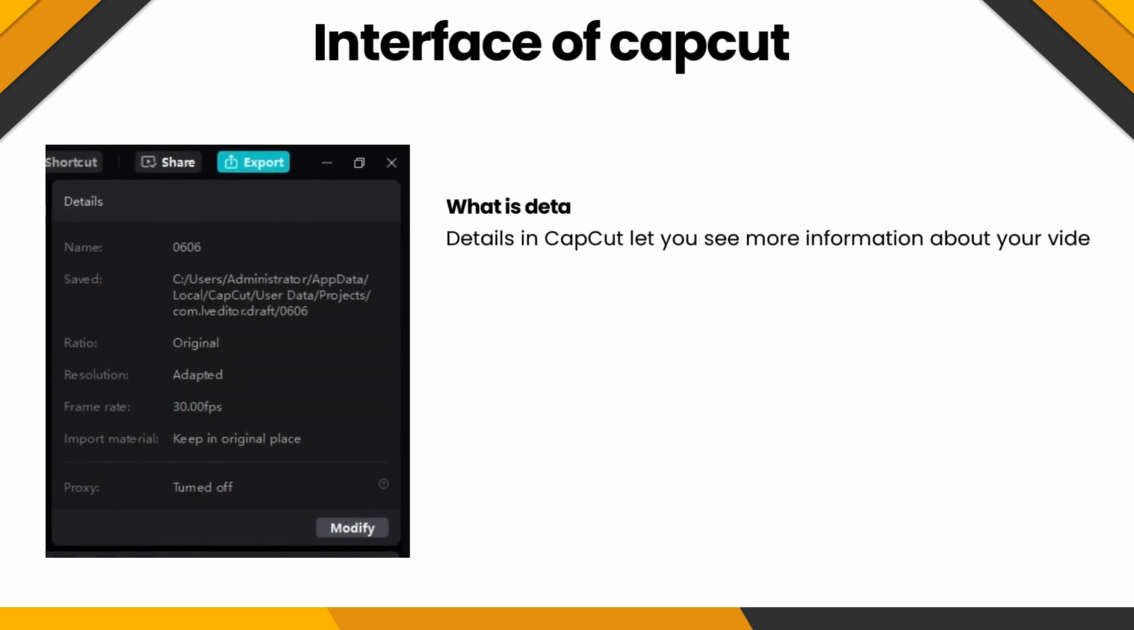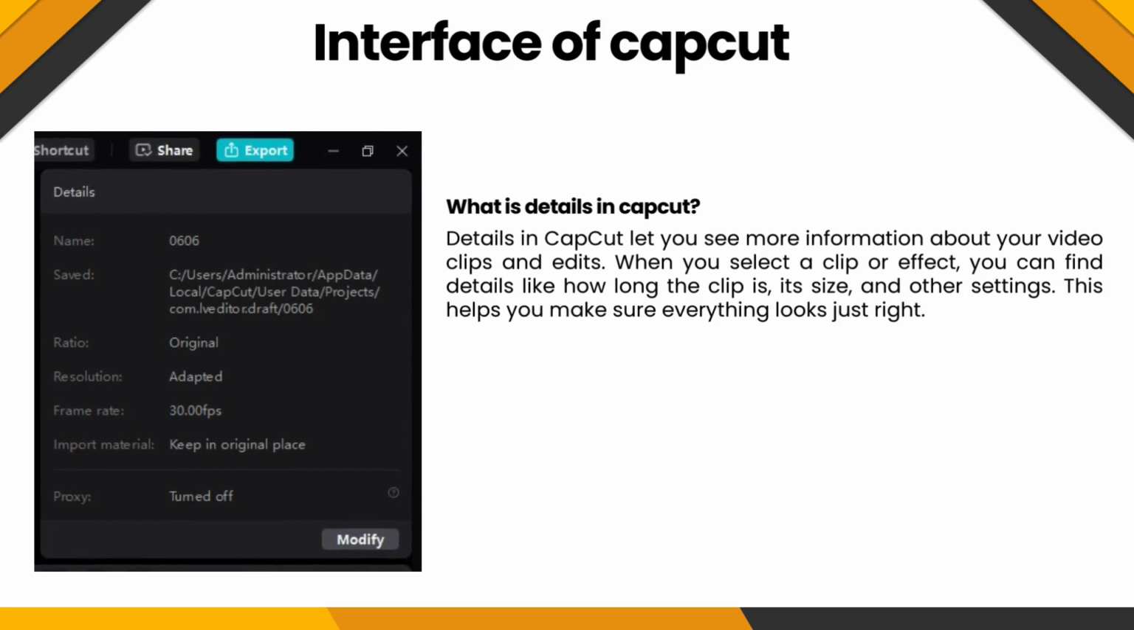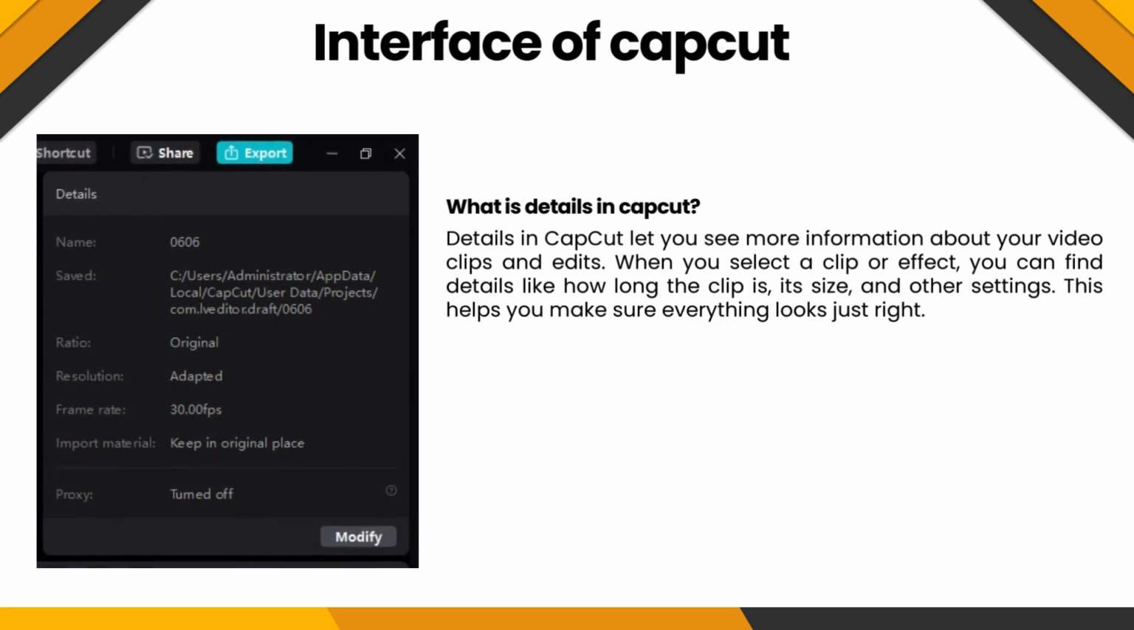What is Details in CapCut? Details in CapCut let you see more information about your video clips and edits. When you select a clip or effect, you can find details like how long the clip is, its size, and other settings. This helps you make sure everything looks just right.